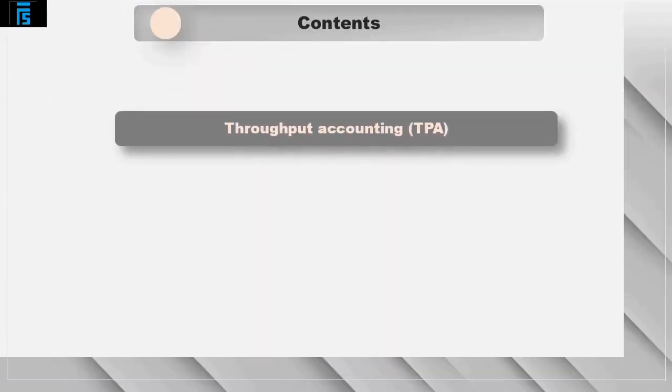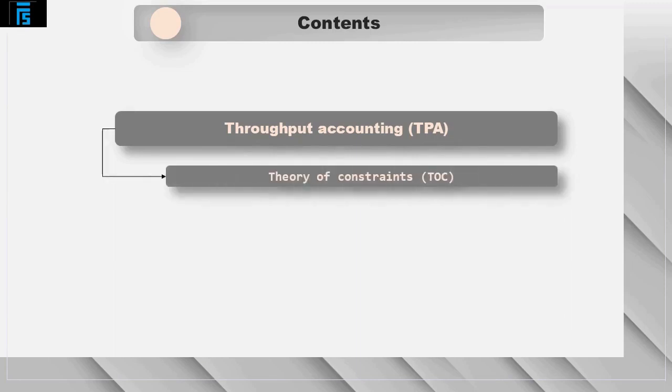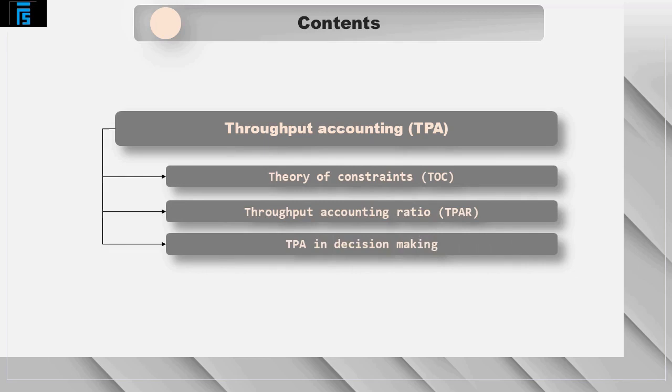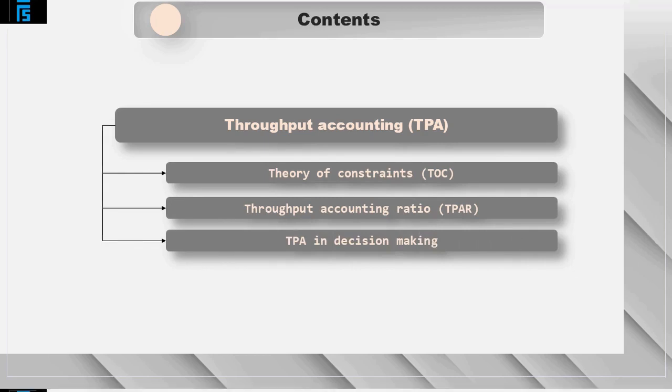In this session we are going to cover the topic of throughput accounting. We are going to discuss and apply the theory of constraints, calculate and interpret the throughput accounting ratio and suggest how this ratio could be improved, and we will also apply throughput accounting to a multi-product decision-making problem.